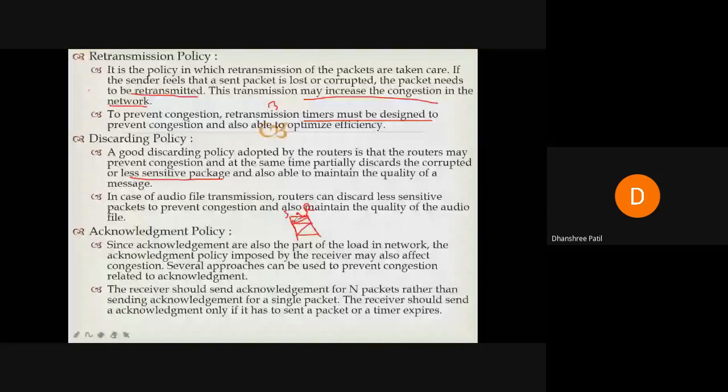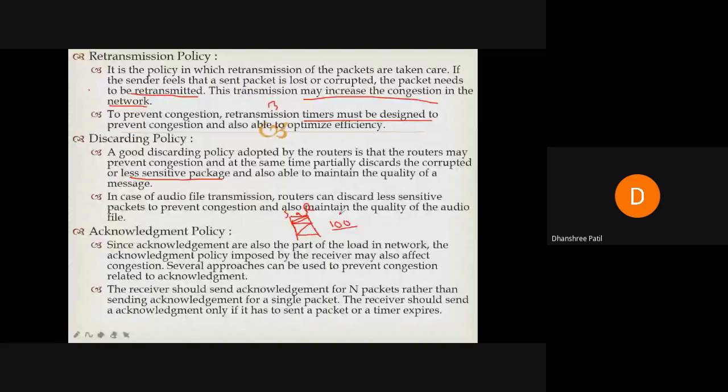Likewise, if the sender has sent 100 packets to the receiver, it is expected that the receiver should send 100 acknowledgements to the sender. So that is the general working within a network regarding the acknowledgement. But what happens is that it increases the size of the packet. Acknowledgement is also a set of information and a packet is also a set of information, so it increases the load on your network.